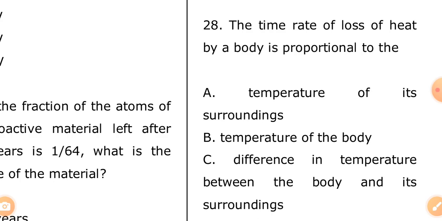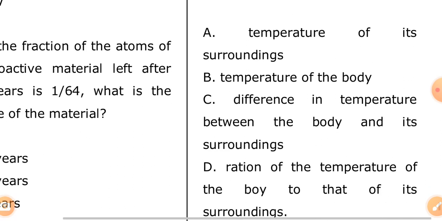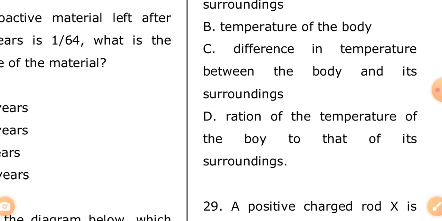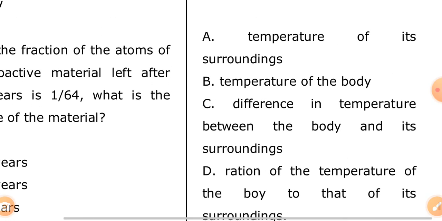The time rate of loss of heat by a body is proportional to the dash. This is question 28. A. Temperature of its surrounding. B. Temperature of the body. C. Difference in temperature between the body and its surrounding. D. Ratio of the temperature of the body to that of its surrounding. The answer actually is C. Difference in temperature between the body and its surrounding.